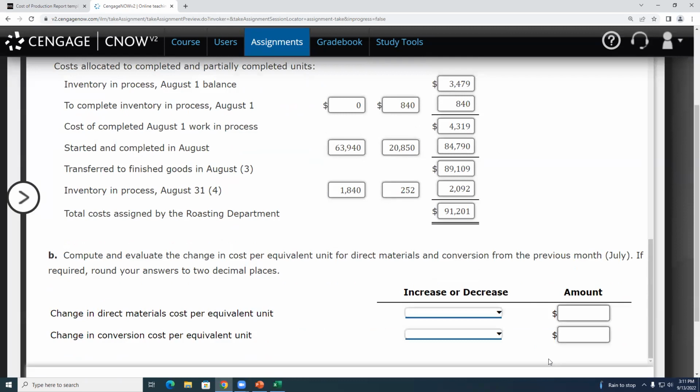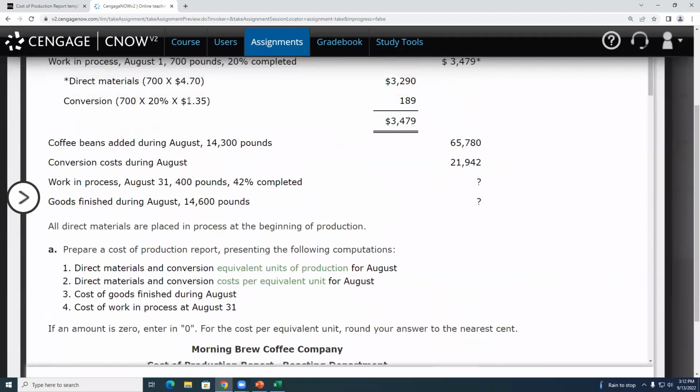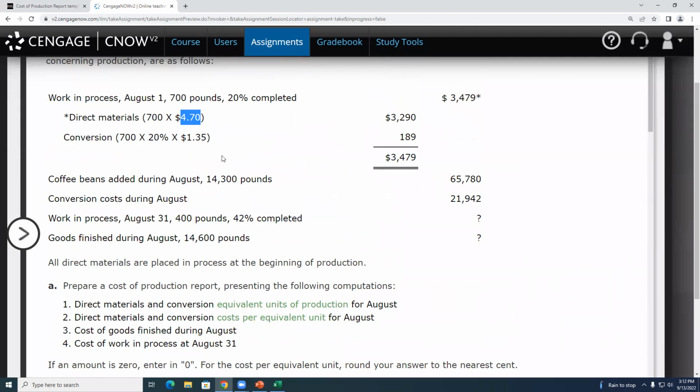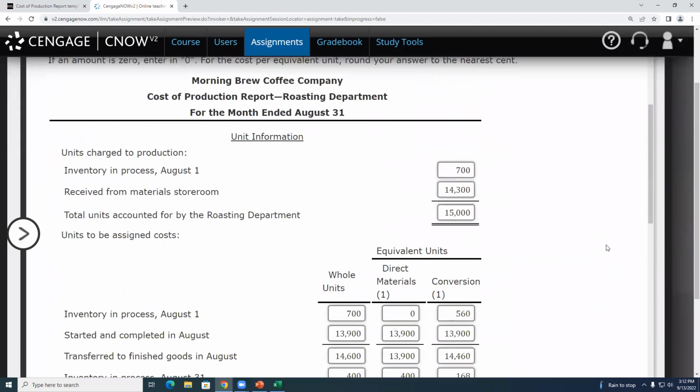Last step, and then we'll be done with this exercise and done for today, but hold on a minute, is to see how our information changed from the previous month. So we're given the information at the beginning of the exercise. Direct materials for July was $4.70. So that's given. Direct materials were $4.70 in July, and conversion costs were $1.35 in July.